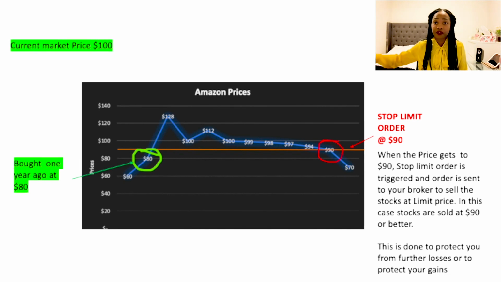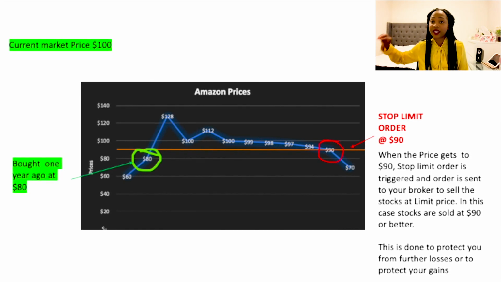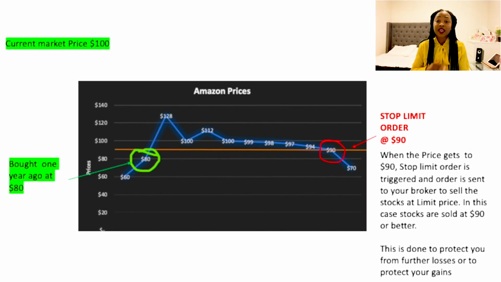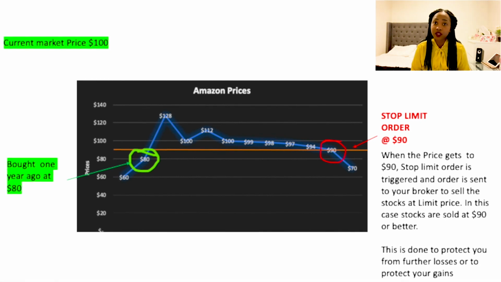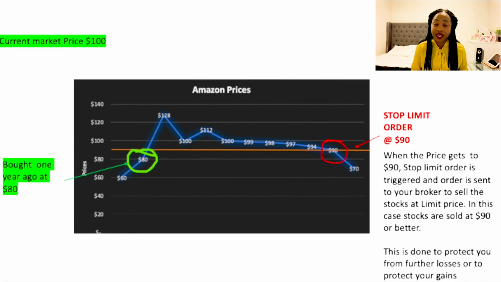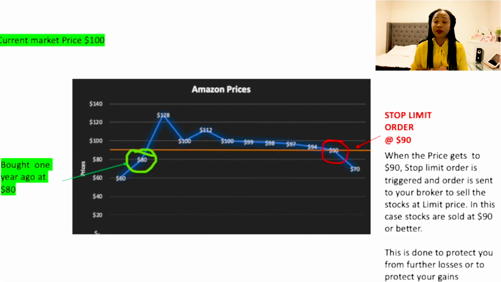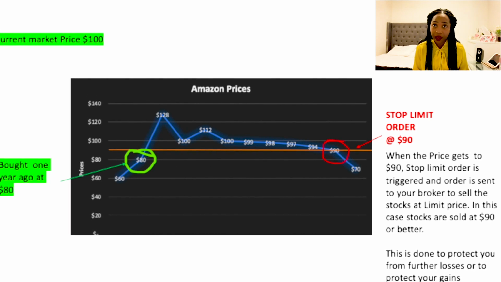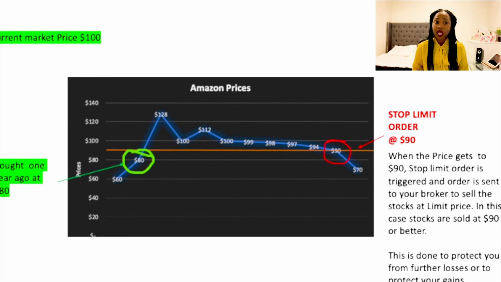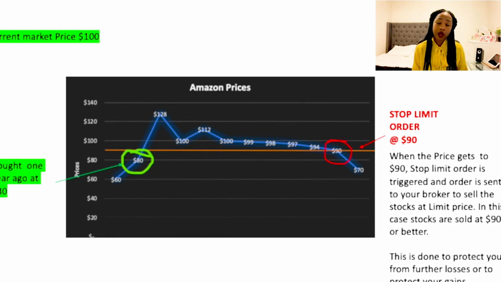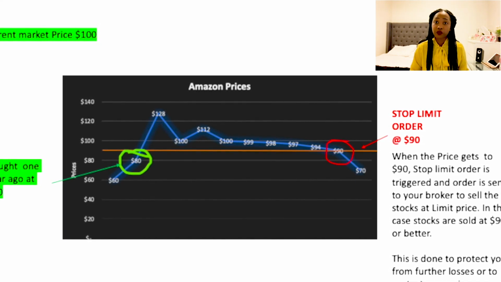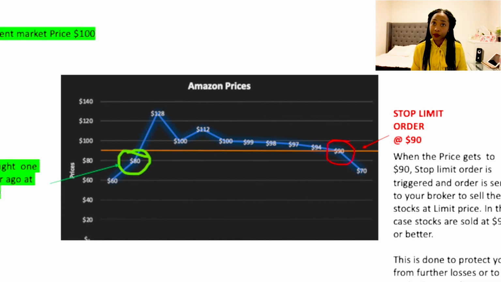If it reaches 90, it's triggered and it sends an order to the broker as a limit order. So when it's a limit order, you say, sell it at $90 or more. So it reaches $90, and then the broker gets it, and then the price goes to 89, the order is not executed because it has to be at $90 or better. So if it goes lower than that by the time the broker gets it, your order is never executed. If it goes to 90 and then back up to 91, it sells it. It's a stop limit order, so it sells for that price or a better price.